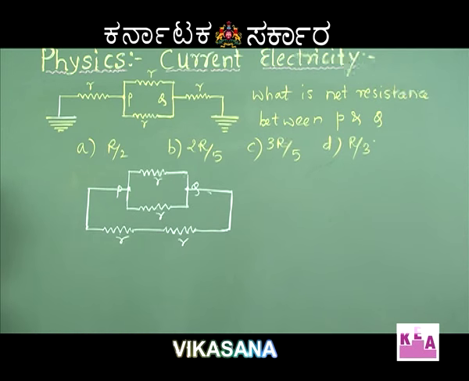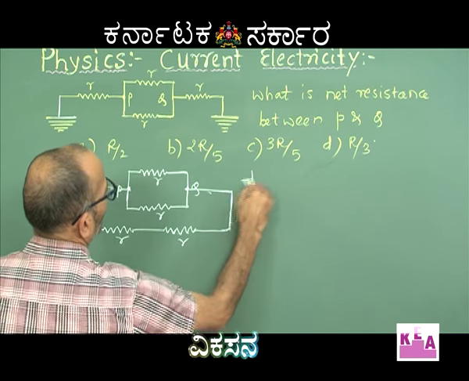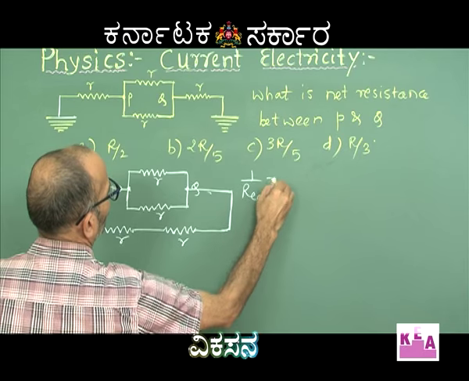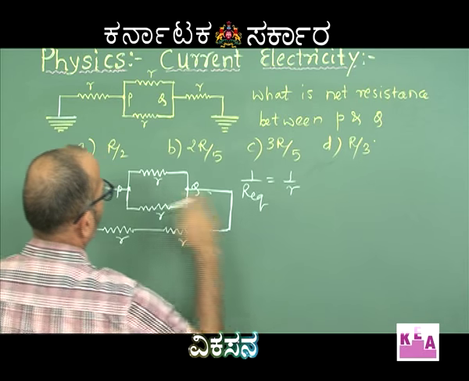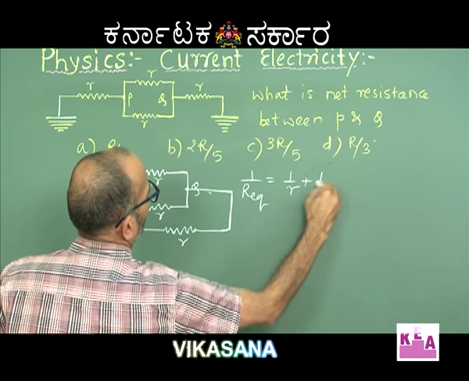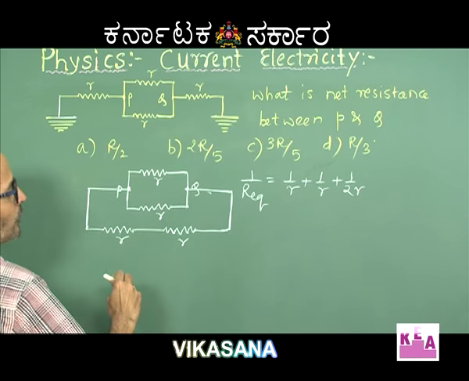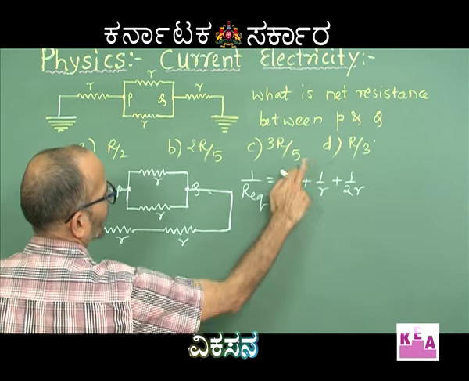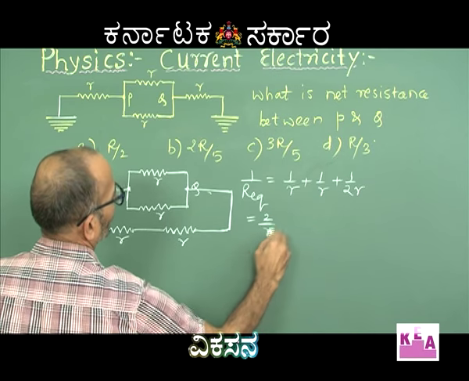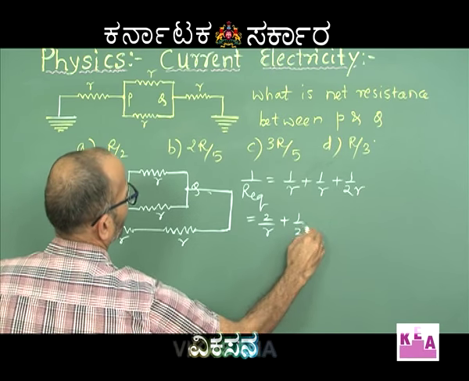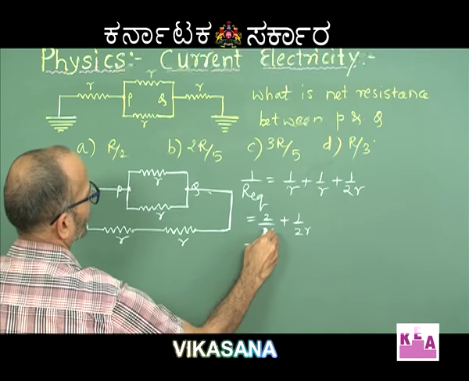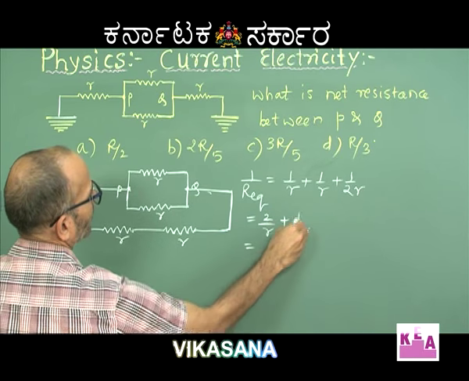So your equivalent resistance between P and Q will be 1 by R equivalent equal to 1 by R plus 1 by R plus 1 by 2R. 1 by R plus 1 by R is 2 by R. So 2 by R plus 1 by 2R makes it 5 by 2R.